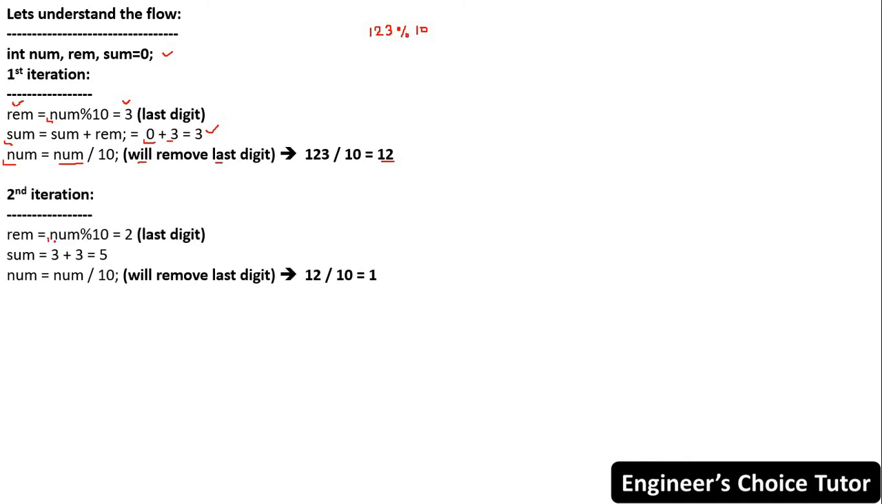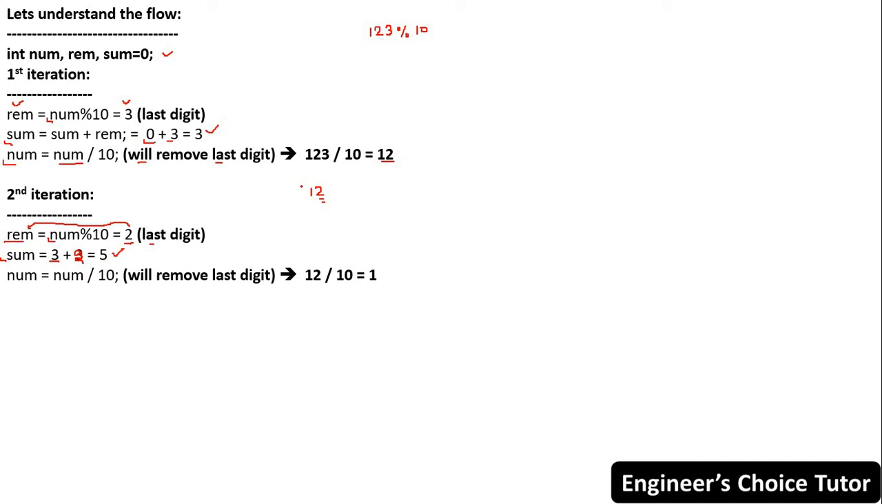Fine. What will happen inside the second iteration? Again, you are performing num modulo 10. So this time it will give the last digit. So 12 is the number. What is the last digit? 2. So you got 2 here. You store this 2 inside this rem variable, right? And then calculating the sum. Sum is equal to what? Sum plus rem. So 3, already 3 was the sum earlier. Now you are adding this 2 here. So 3 plus 2 is equal to 5 because rem is equal to 2 in this case. So you got 5 as sum.